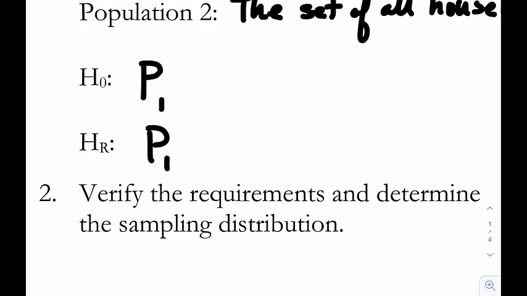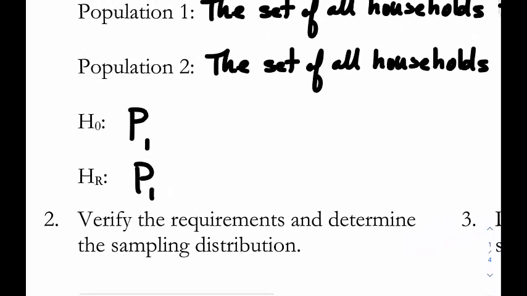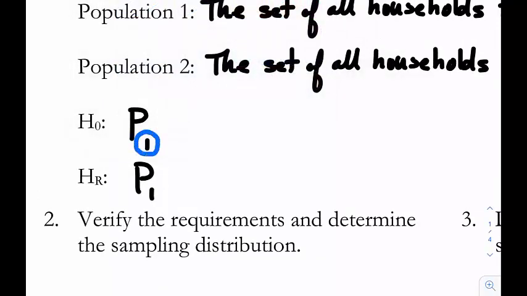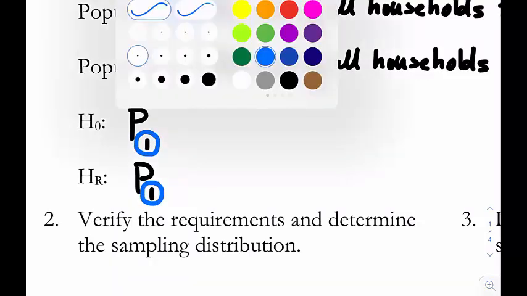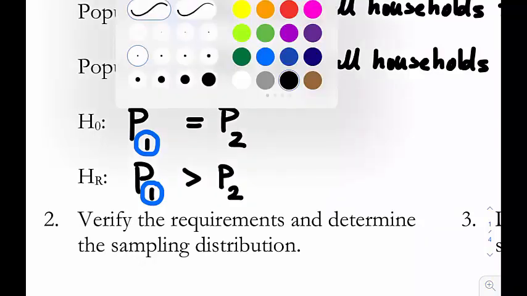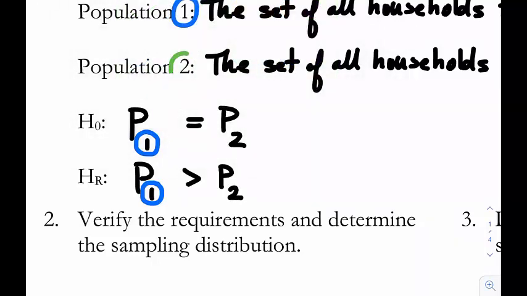P sub 1, so as not to get confused, I'm outlining that the number 1 here goes along with this number 1. Versus, I want to compare that to the population proportion for population number 2. But we want to show it's more than that, from the researcher, more than that for population number 2. So when I identify 2, I mean that number 2, and that number 2.